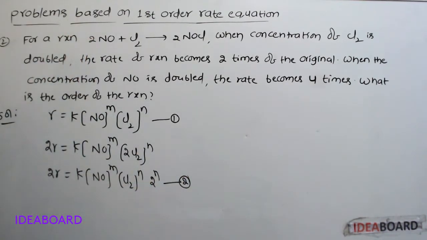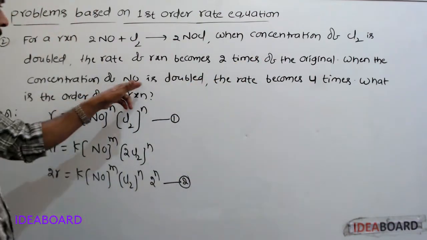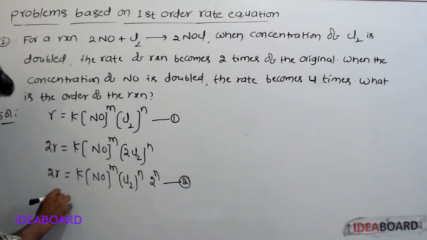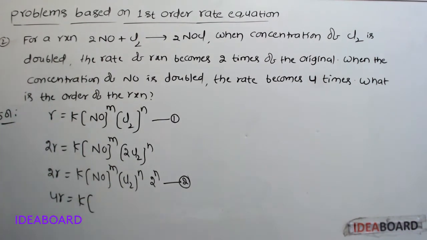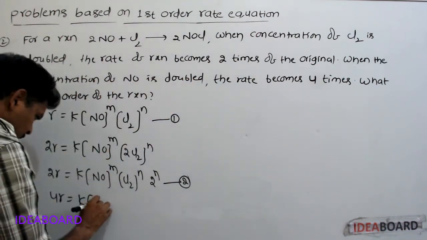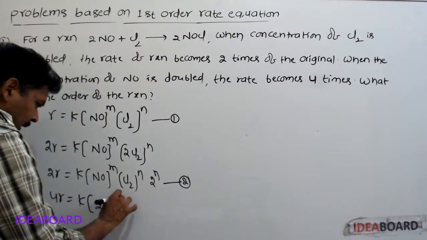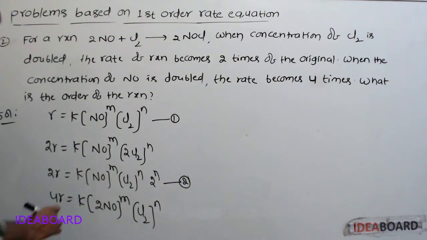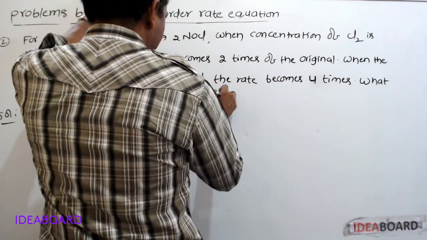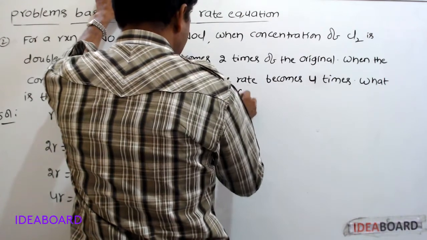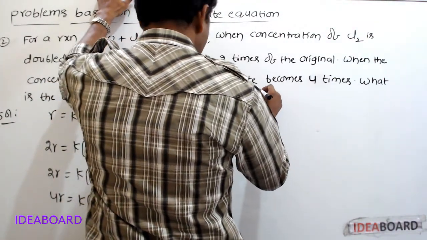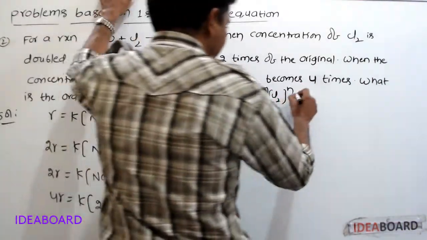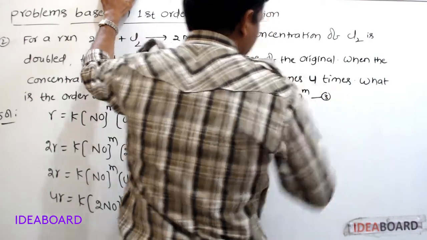This is the second equation. Next, when the concentration of NO is doubled, the rate becomes 4 times. 4r is equal to k into 2NO power m into Cl2 power n. So 4r is equal to k into NO concentration power m, Cl2 concentration power n, and here 2 power m is there. This is the third equation.